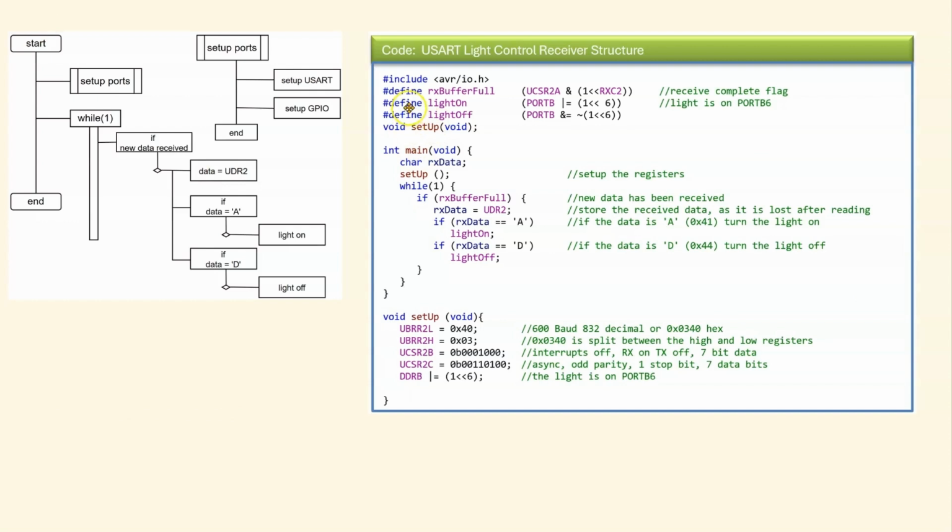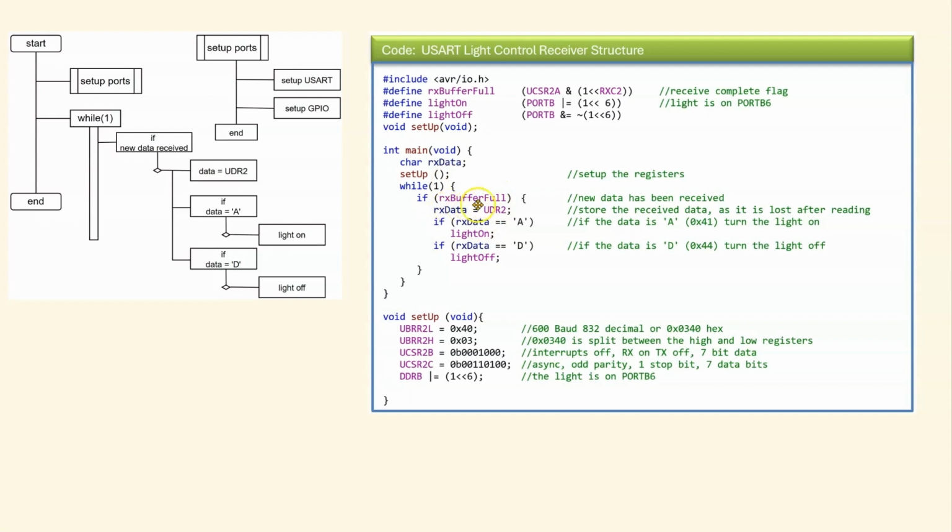We can see the code written here. First off, we define receive buffer full, which is looking at the UCSR2A register and it's looking at the receive complete flag. Secondly, we define the light on, light off, which is on port B, bit 6. We go through the main and the setup. I'll look at that shortly.